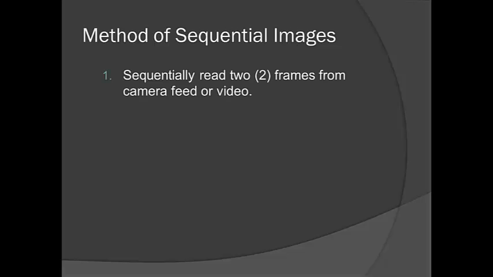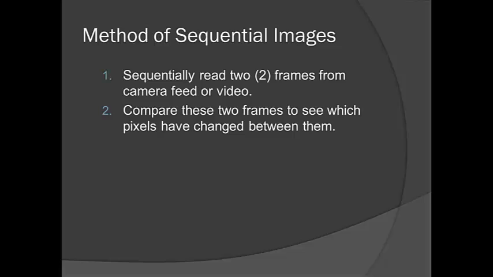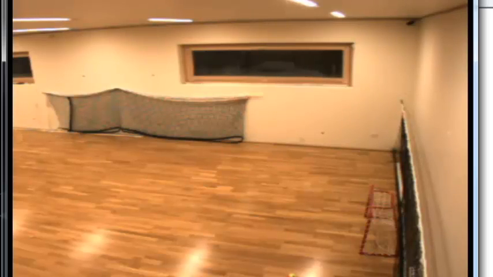What that entails is we're going to read one frame of the video feed and then another, and we're going to compare these two frames and see which pixels have changed between the two images. Think of this as the way that the human eye and human brain detect movement. If you have a scene where the background is still and you have, let's say, a bouncing ball, you can definitely tell that the ball is moving because it's moving in relation to the still background.